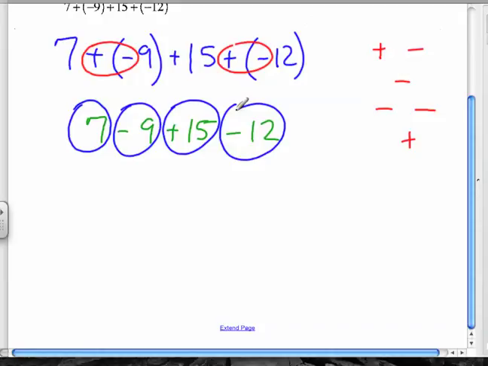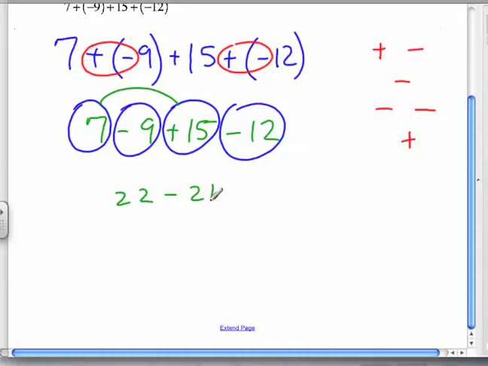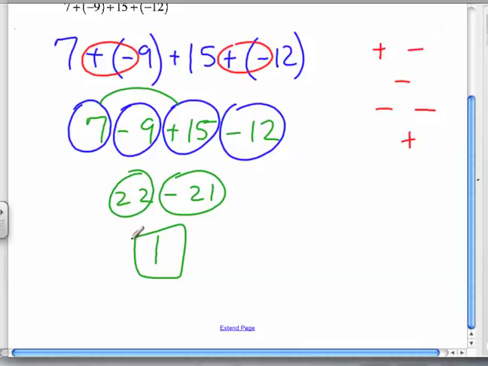Now, I have found it easy, and I think you probably will too, if you combine the terms with like signs first. Okay? I'm going to put the two positives together, 7 and 15, that's 22. And then 9 negatives and 12 negatives, that's negative 21. Okay? And then that's simple. I've got 2 terms, but it's easy for us to see that it's just going to be positive 1 left over.